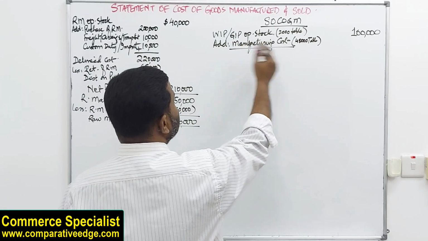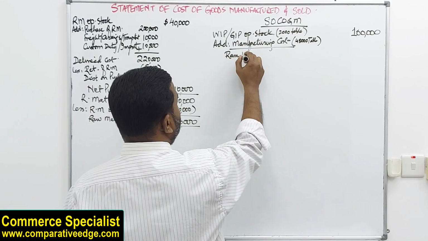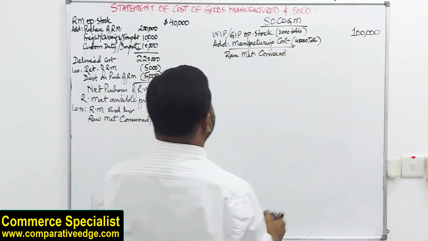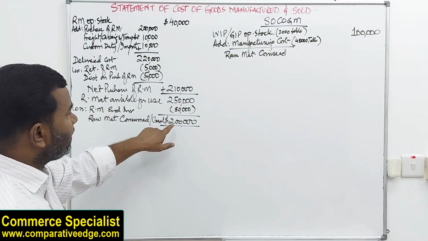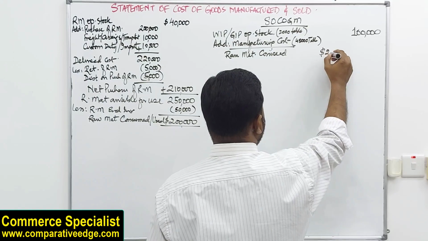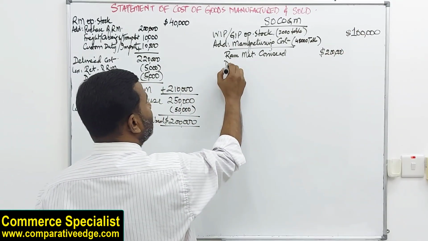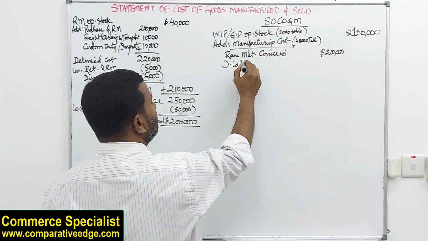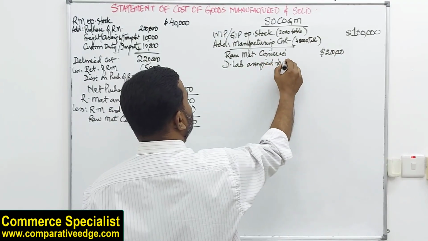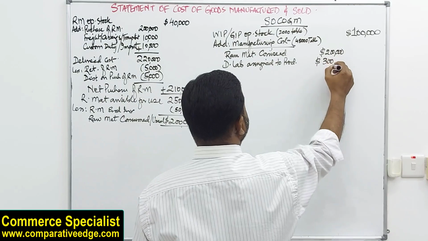So when I say manufacturing cost, the very first is raw material consumed. In order to make the tables, how much of raw material has been consumed? 200,000. We have already calculated it. So I'm writing it here, 200,000. Then there is something known as direct labor. Direct labor cost assigned to production. Now this is very important. Let's say this is 300,000.